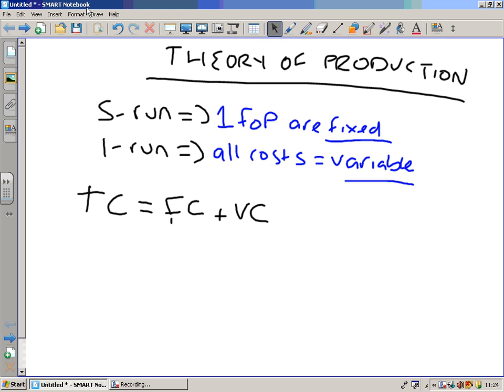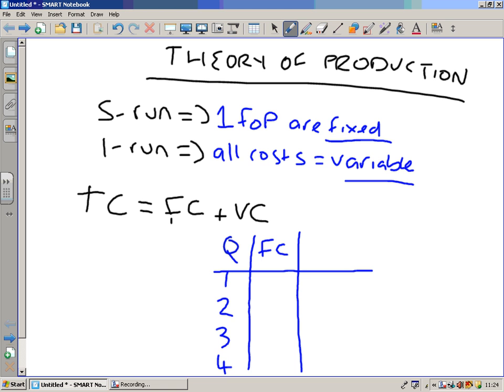So what I'm going to do is put together a small table. Q here stands for quantity. So let's assume we've got a business that's producing over 4 different output levels, 1, 2, 3 or 4. What I want to know is what their fixed costs are and what their variable costs are at these different levels of output. From that we'll be able to work out their total costs. Let's just complete the table first of all.